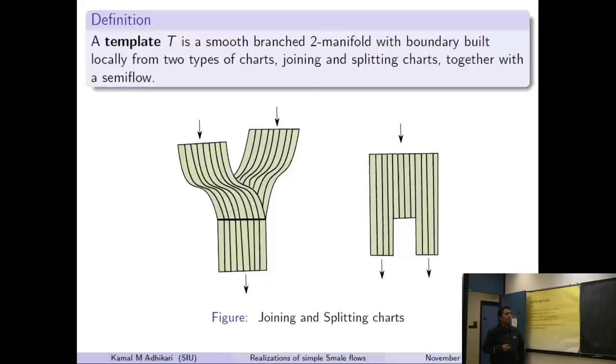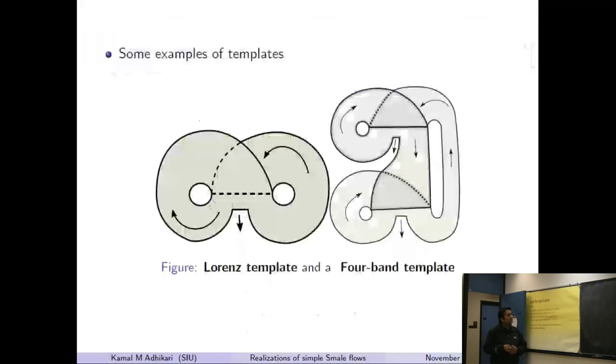To build a template, we attach the entry segment of a joining chart with the exit segment of a splitting chart, and we make a template. This is locally made with these two types of charts. Some examples of templates are these. This is the Lorenz template, and this is a four-band template. It has four bands in it: one, two, this three, and this four. So it is a four-band template, and this has two bands in it. These are examples of templates.